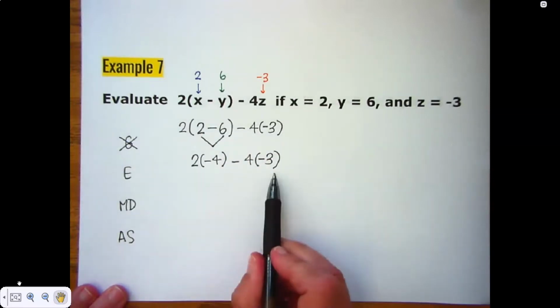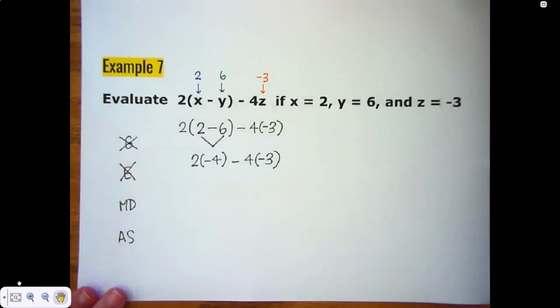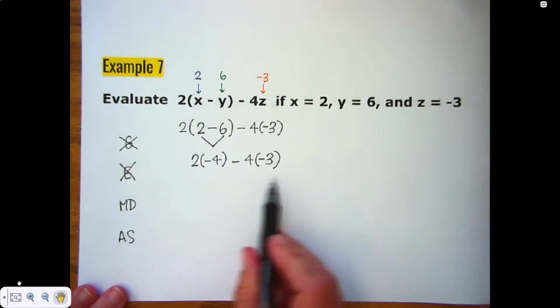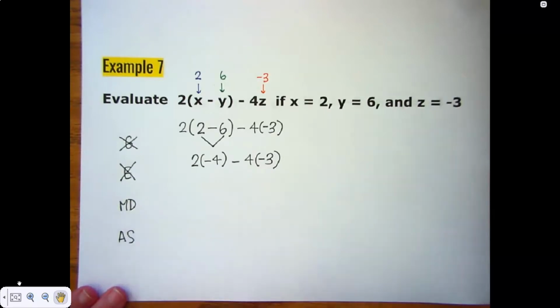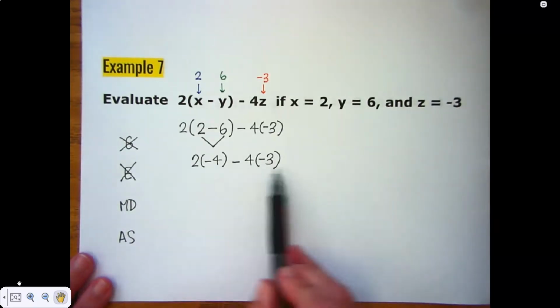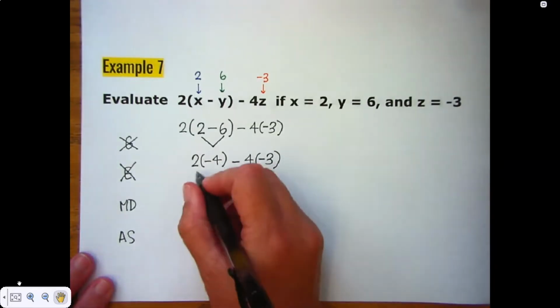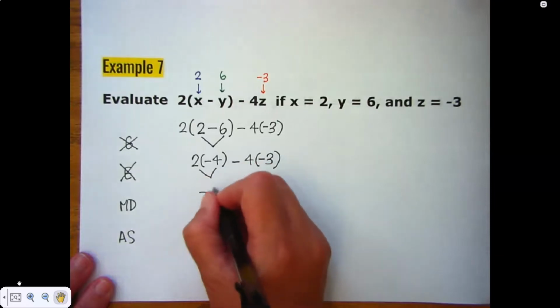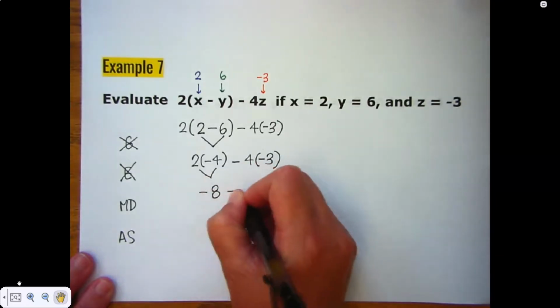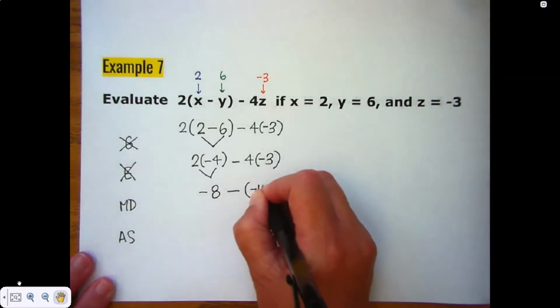Looking at our expression, does it have any exponents? And the answer is no, it doesn't. Looking at our expression, does it have multiplying or dividing? And the answer is yes, it has multiplication a couple of places. So working left to right, I have 2 times -4. When I multiply 2 times -4, I'm going to get -8, minus 4 times -3 is a -12.